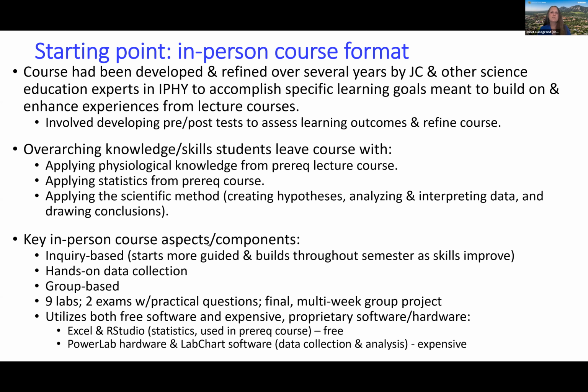So some key in-person aspects of the course: it's inquiry-based, although it starts more guided and it builds throughout the semester as the students' skills improve over time. It involves hands-on data collection, it's group-based, and it includes 9 labs with 2 exams that have practical, hands-on questions, and culminates with a final multi-week group project.